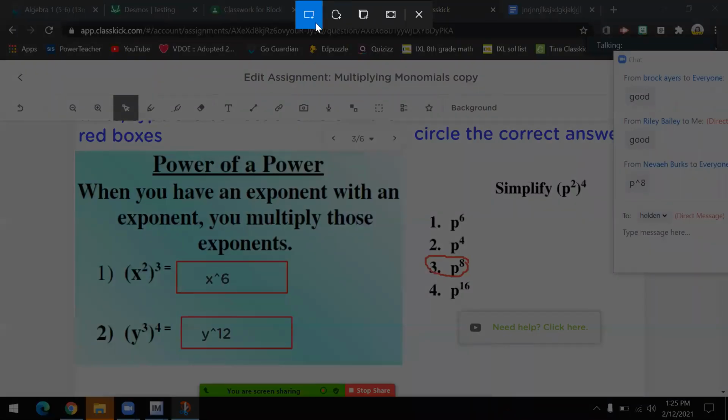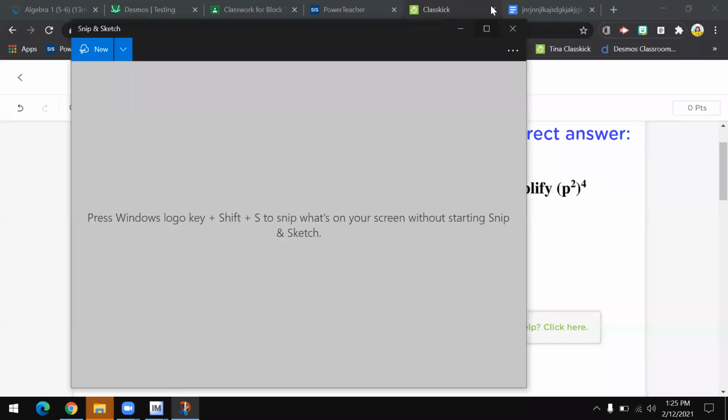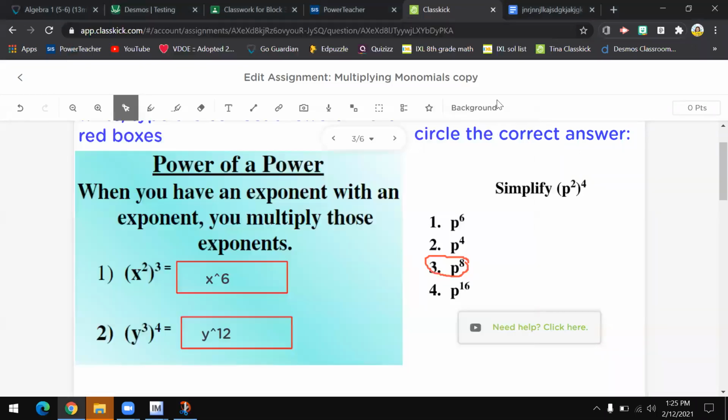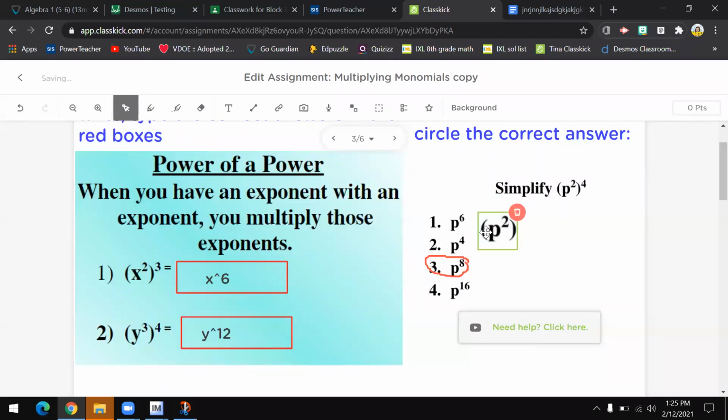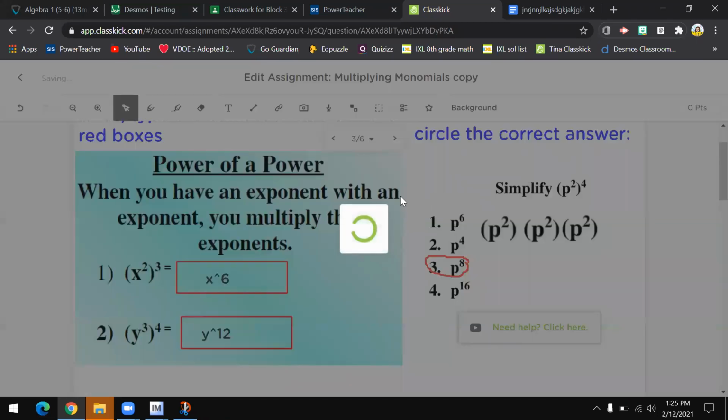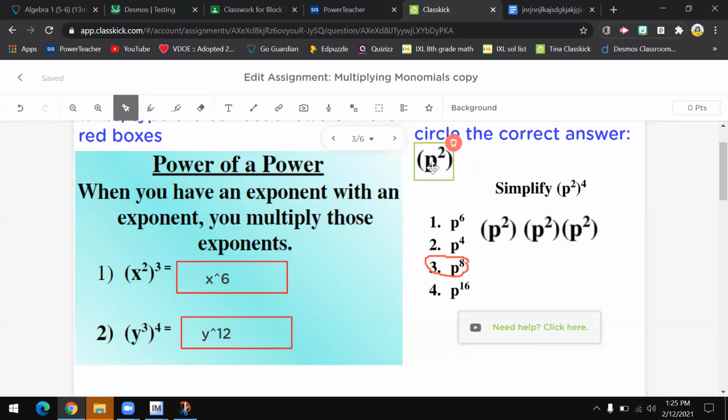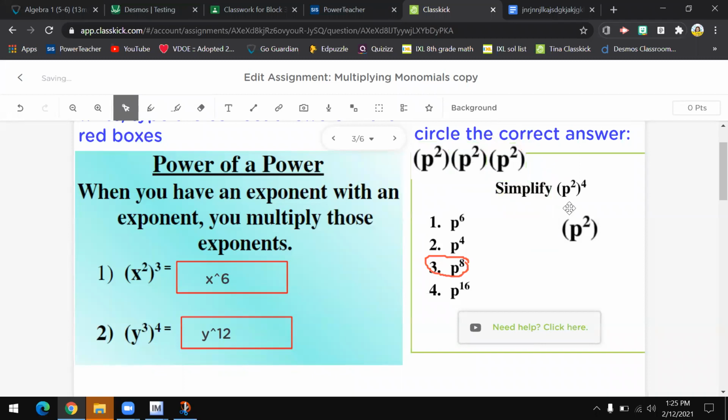So if you remember that activity that we did, P squared to the 4th is really just, so there's P squared times P squared times P squared times P squared. And actually, I'm going to put them up here, I guess. So that's P squared to the 4th means to take P squared and do it 4 times. Okay, that's what that is saying.